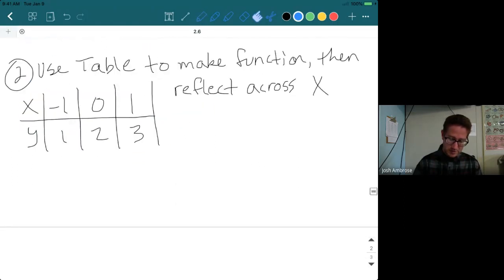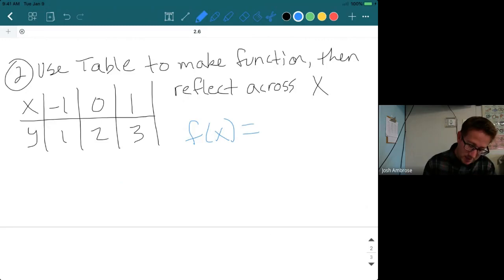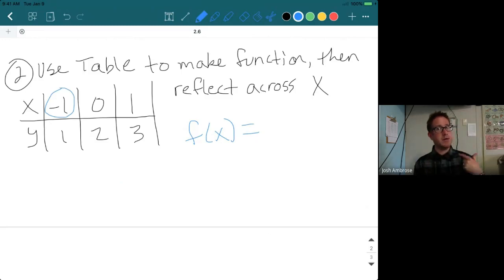Now let's move on to number 2. We have to use the table to make a function. So before anything can happen, we have to create what f of x really is. And how do we do that? The first thing you do is you take a look at what the x value is and ask yourself, how do I get to the y value? So the first one, we have a -1. We want to get to a +1. Well, if I just add 2, it works. And I know that may sound overly simple, but it does work.